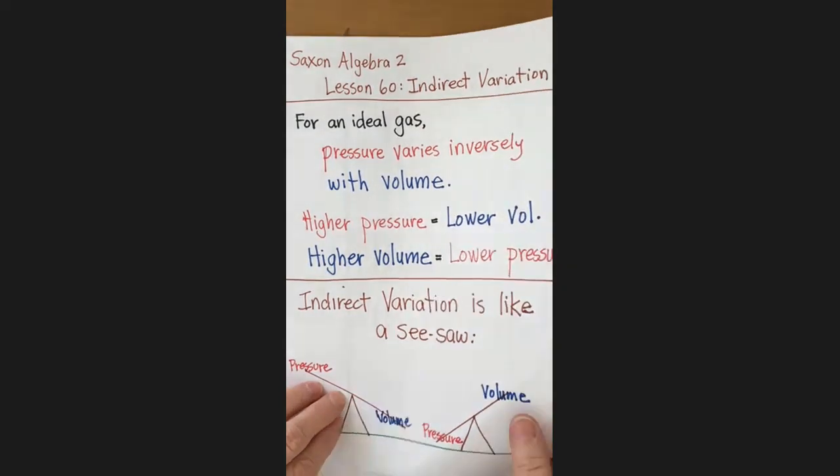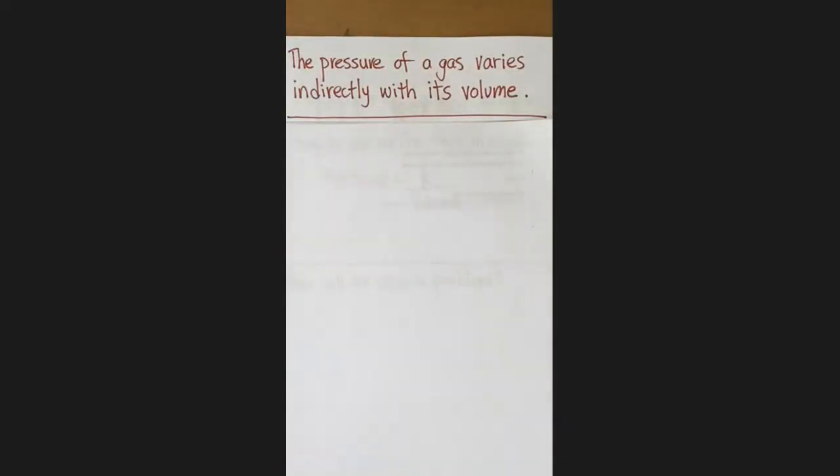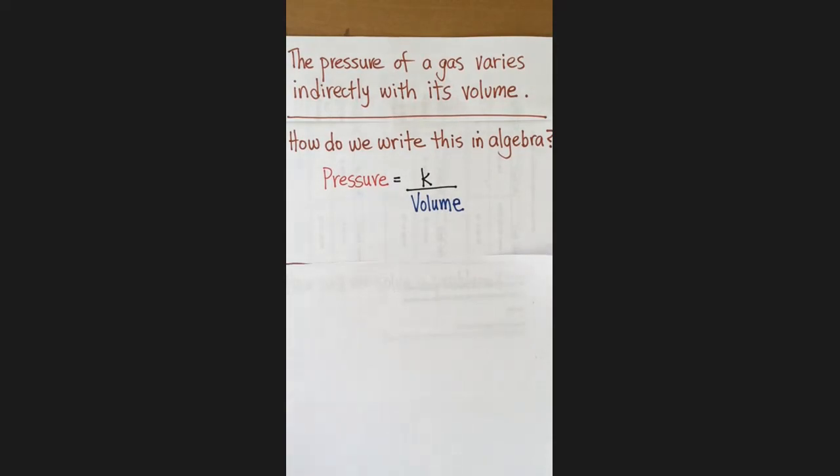So, the pressure of a gas varies indirectly with its volume. How do we write this in algebra? We write it like this. Pressure equals K divided by volume. K is called the constant of proportionality. But in indirect variation, K appears in a fraction. K is in the numerator, and here volume appears in the denominator.